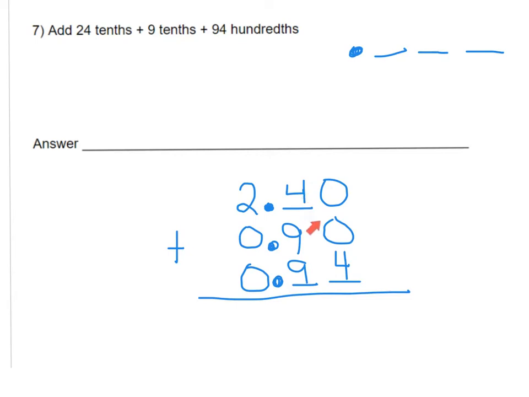Starting with 0, 0 plus 0 is 0, plus 4 is 4. Starting with the second column, 4 plus 9 is 13, 13 plus 9 is 22. I write 2 and carry my 2, and I'm going to bring down my decimal so it's nice and lined up. And now I'm going to add the last column. 2 plus 2 is 4. 4 plus 0 is still 4. So my final answer should be 4 and 24 hundredths.